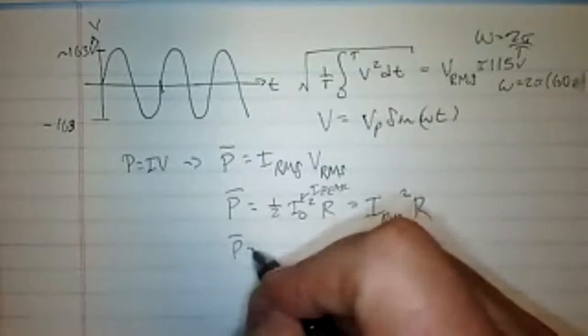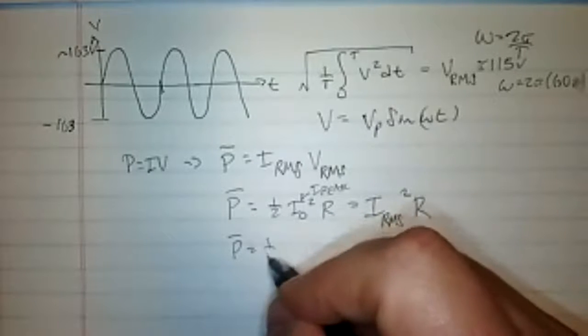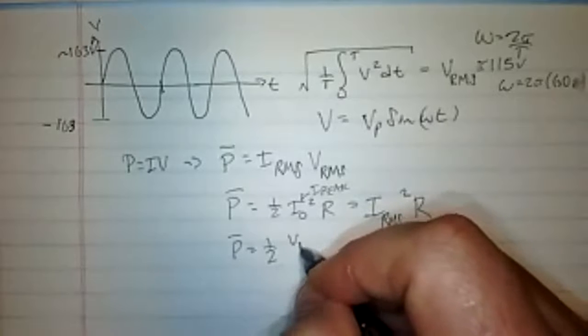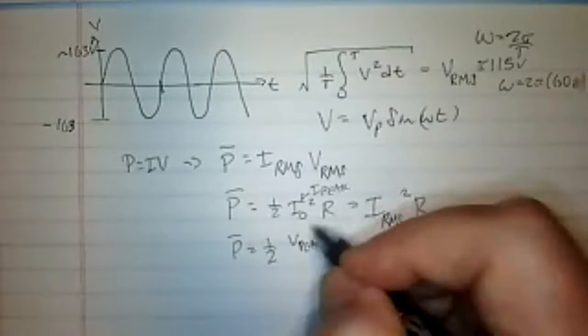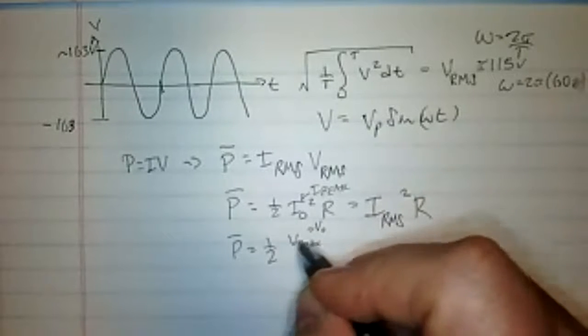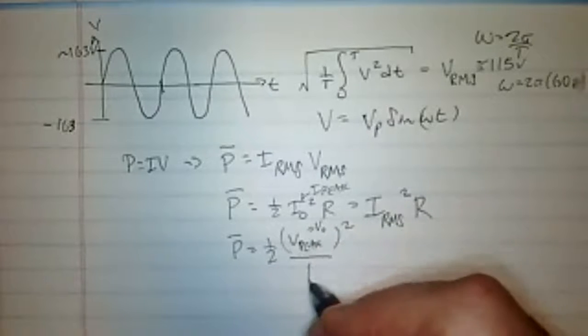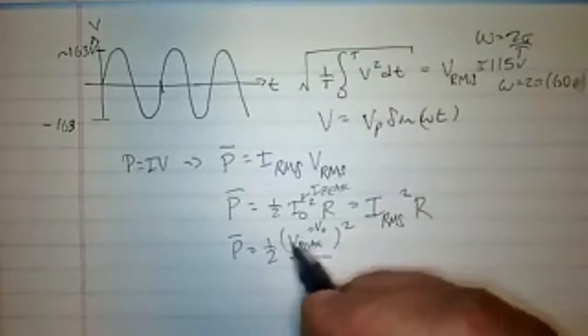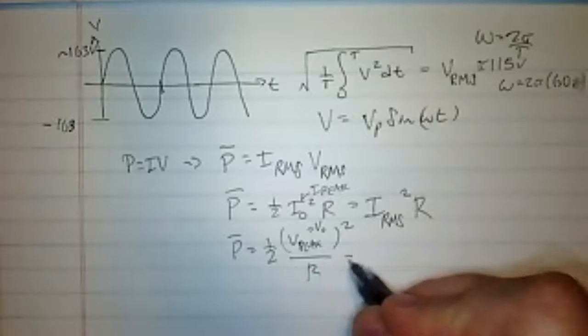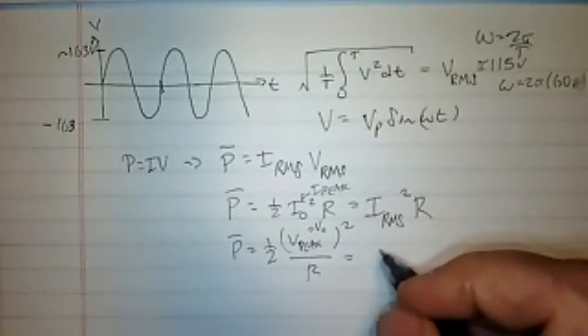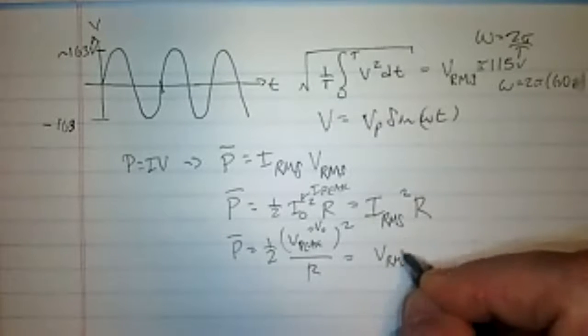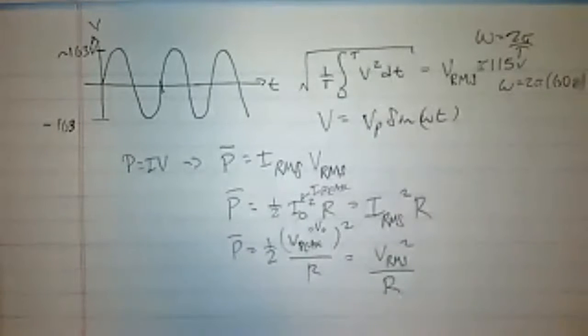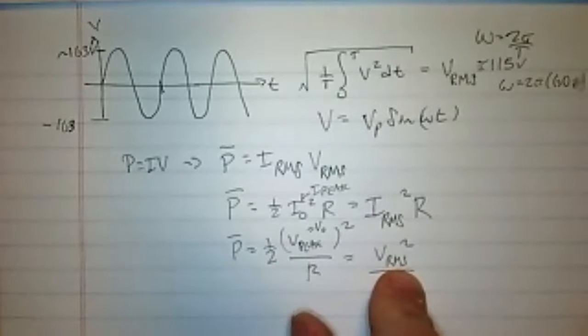Similarly, the last one, P could be 1/2 V peak. Your book is calling it V0, so that's why I'm switching back and forth. All that would be squared over R. But again, that comes from the square root of 2 and the square root of 2. You could absorb that in there, and then you're just going to get V root mean square squared over R. So all the formulas that we work with in regular DC also work as long as you use the root mean square values.